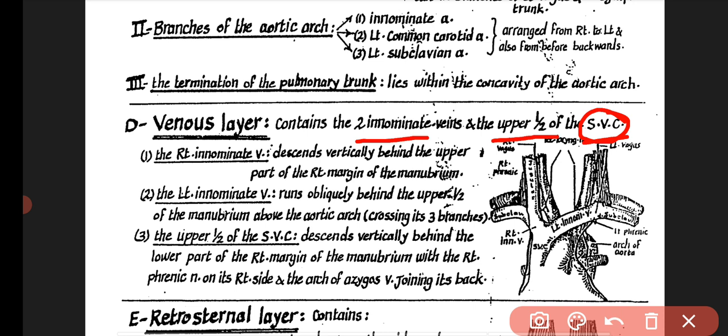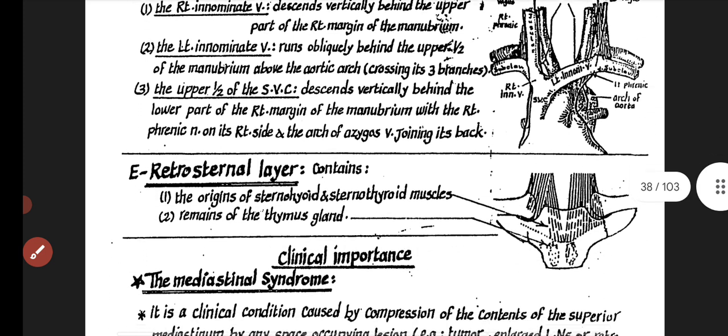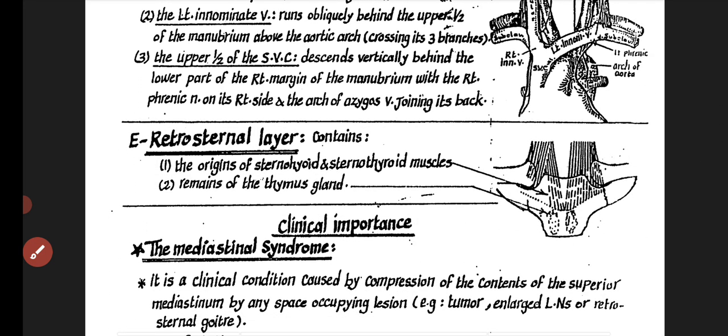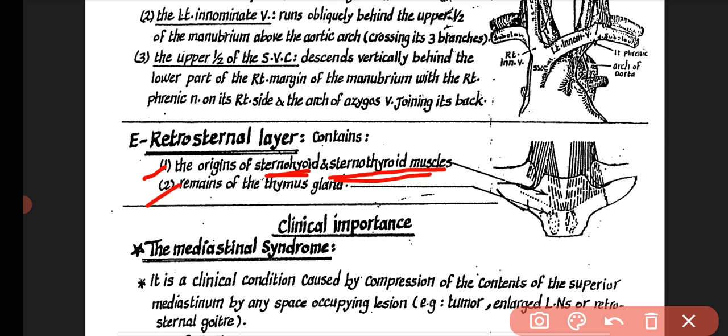And the last is the retrosternal layer, which has the origin of the sternothyroid and sternohyoid muscles. The origin of the sternothyroid and sternohyoid muscles and the remains of the thymus gland are also contents. So these are the contents of the superior mediastinum.